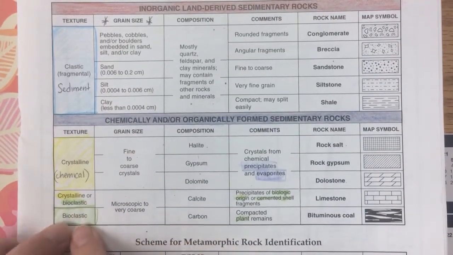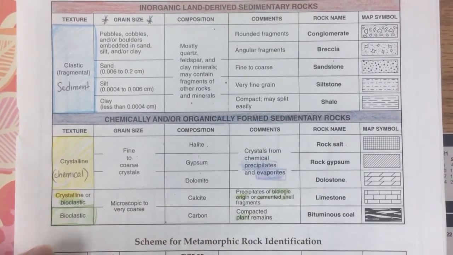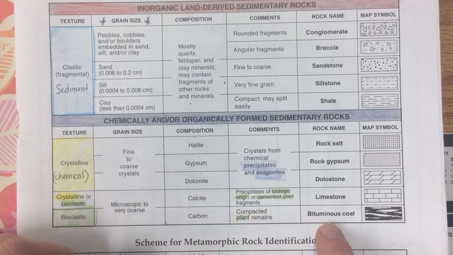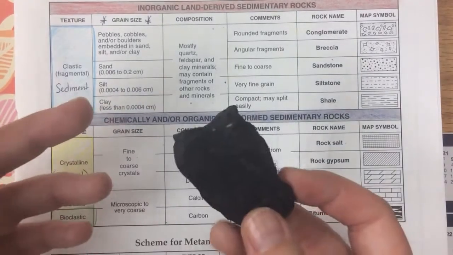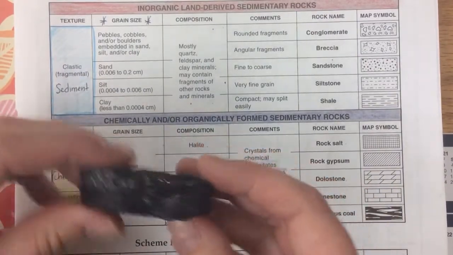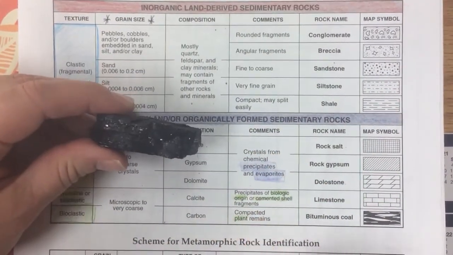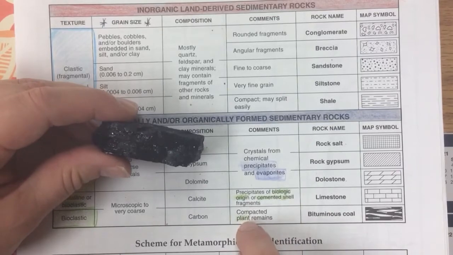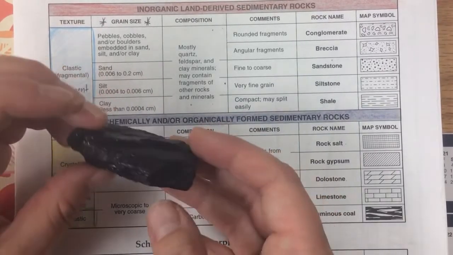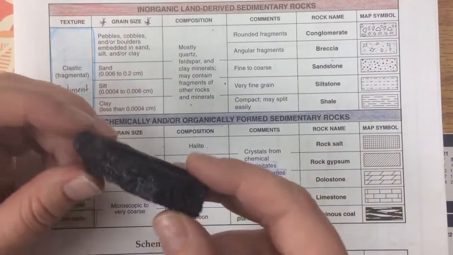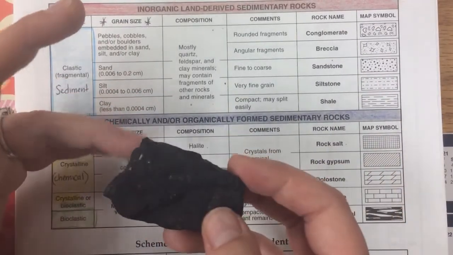Okay, last but not least, compacted plant remains. That's going to be your bituminous coal, is how you pronounce that, bituminous coal. And so coal is black, in case you didn't know. I've had students question me because they say, hey, it's compacted plant remains and plants are green, so how come this doesn't have any kind of green hue to it? What color is a plant when it dies? Maybe it turns a little bit brown.